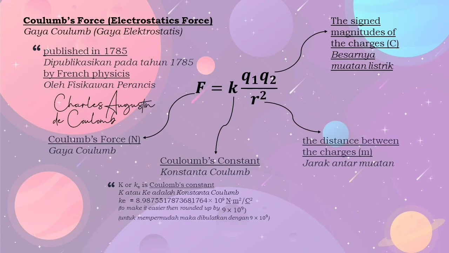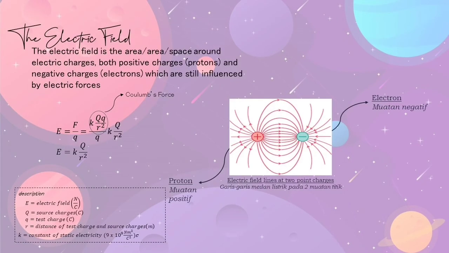10 to the power of 9 Newton meter squared per Coulomb squared. To make the Coulomb constant value easier, it is rounded up to 9 times 10 to the power of 9. And Q1 and Q2 are the signed magnitudes of the charges, and R squared is the distance between the charges.